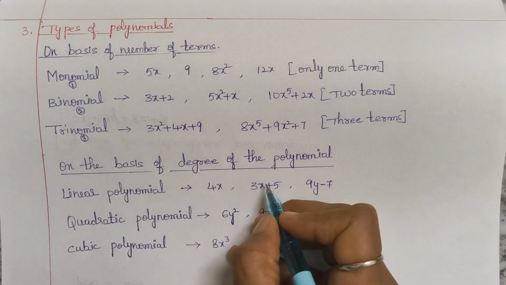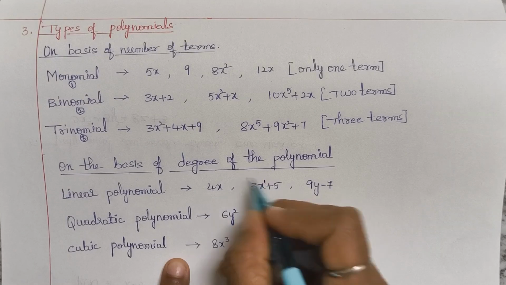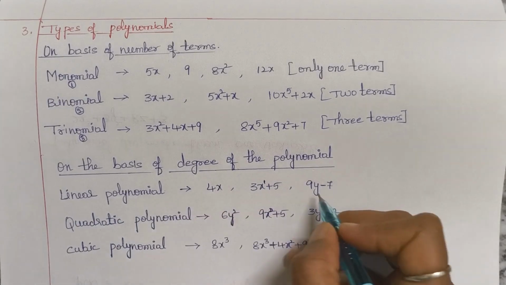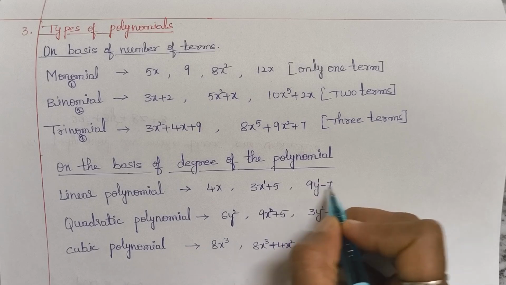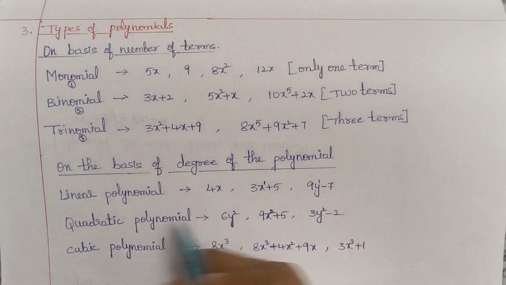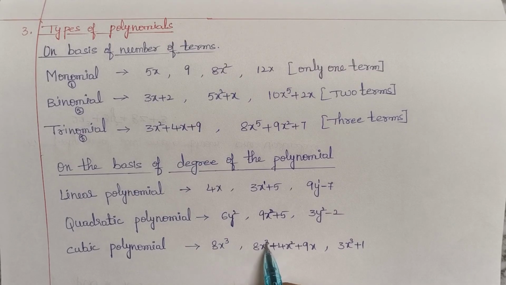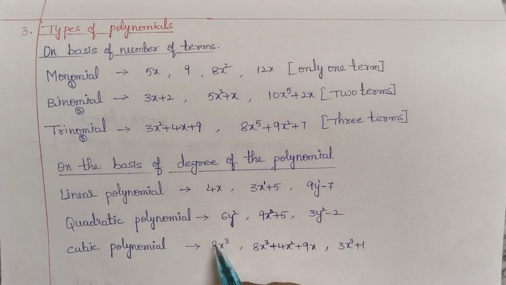See, in this one equation, what is the highest power? It is 1. So the highest power is 1, it is a linear polynomial. In this one, the highest power is 1, so linear polynomial. In this equation, the highest power is 2, so this is a quadratic polynomial. Next, cubic polynomial. In this equation, what is the highest power? 3 is there, so it is a cubic polynomial.